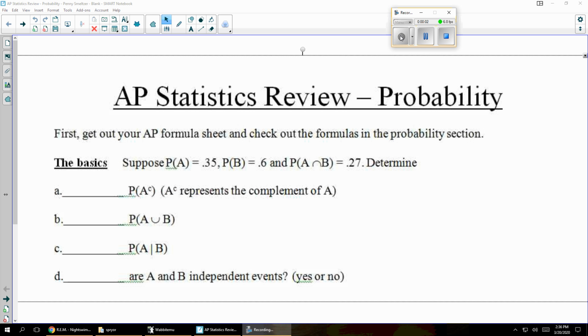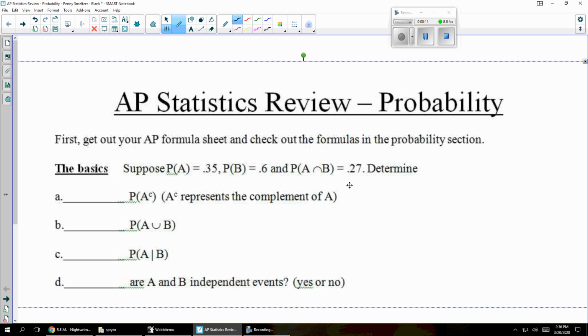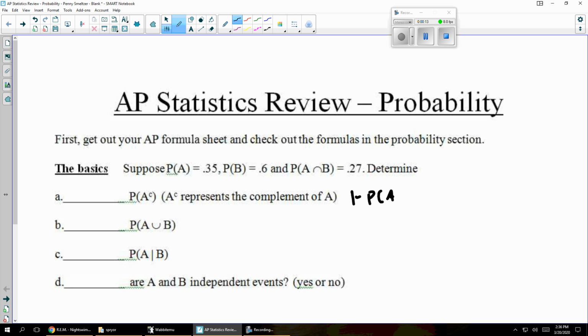AP Statistics Review, the basics, the introduction here. The first one says the probability of A complement. So that's 1 minus the probability of A, or 1 minus 0.35. So this one is 0.65.